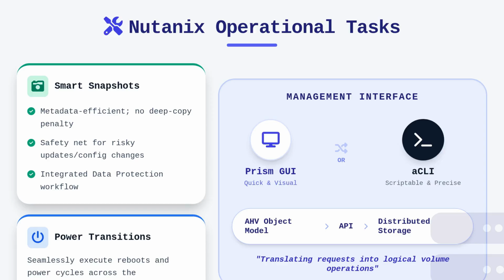When administrative needs require a more programmatic approach, you can leverage the Acropolis Command Line Interface, or ACLI, to perform these operations with precision. Whether you are using the graphical interface provided by Prism to perform a quick reboot or scriptable commands via ACLI to manage thousands of devices, the underlying logic of the AHV object model remains the same. You are essentially interacting with an API that translates your requests into logical volume operations performed by the distributed storage layer.